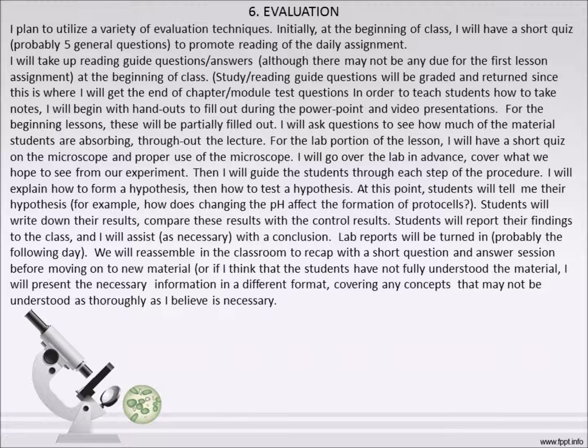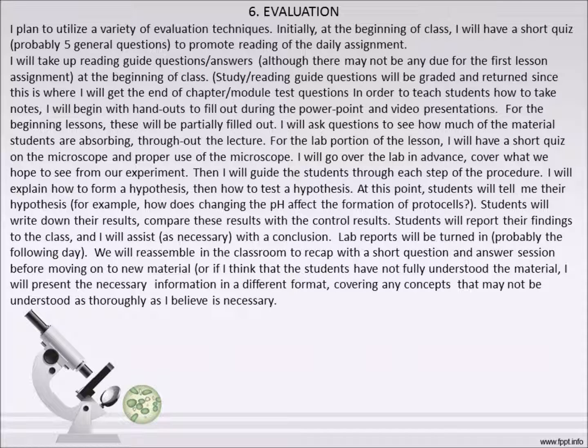Each experiment will actually be performed in triplicate, so that they can have something to base their statistical analysis on. And then I want my students to report to the entire class what their results were, what their hypothesis was, what their expected result was, and what the actual result was.